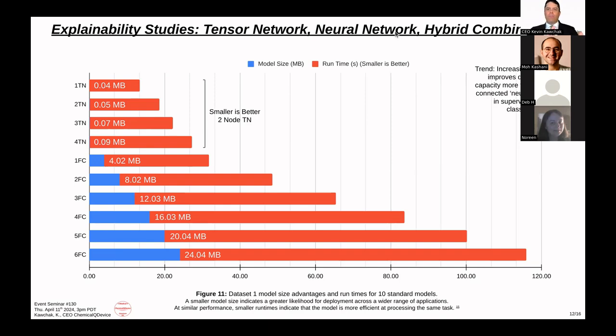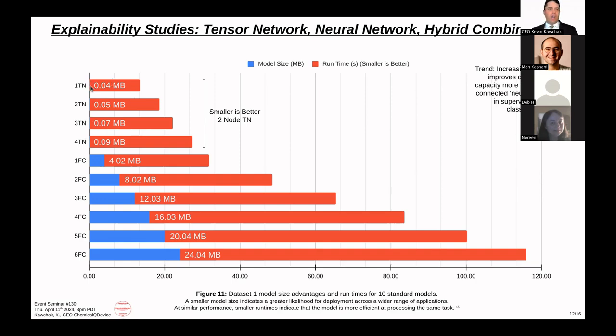Now, you've probably all seen model sizes, runtimes, and we know these trend together. Now, what's amazing about this is that for all 4 of the tensor networks, their size is between 0.04 and 0.09 megabytes.